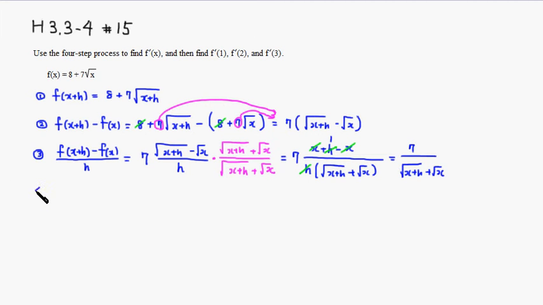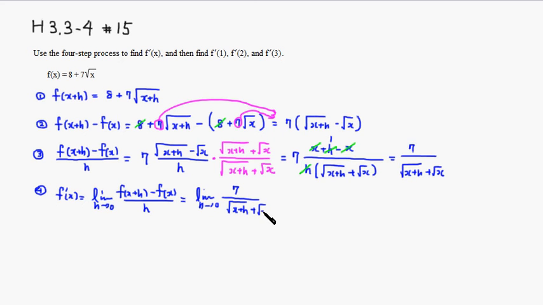Then last, step 4, we can find the f prime of x, which is just the limit of step 3 as h approaches 0. So we have f of x plus h minus f of x over h, and you have a limit as h approaches 0. So we found that the difference quotient is 7 over square root of x plus h plus square root of x. Then we know that h goes to 0.